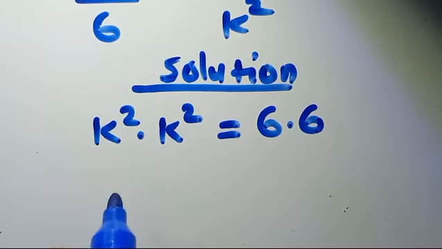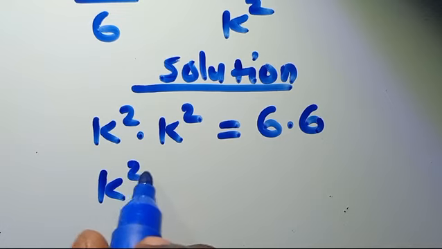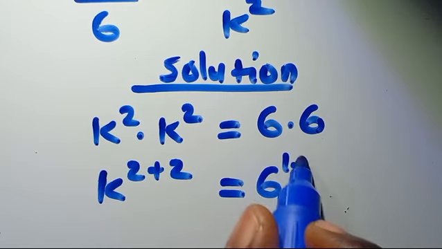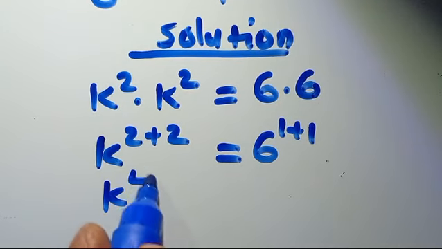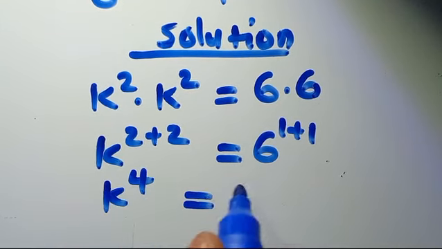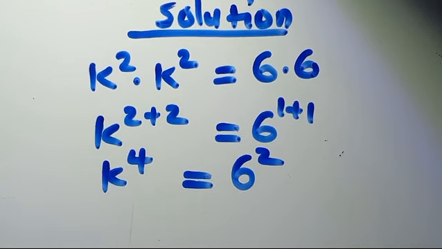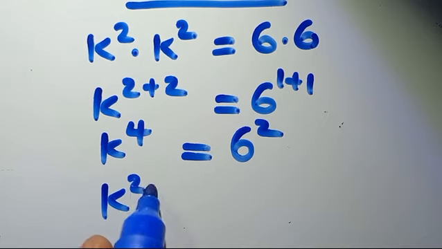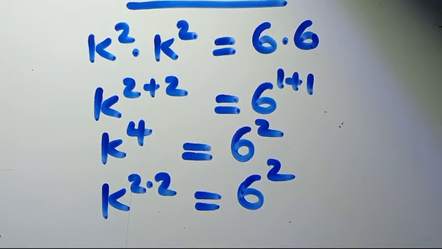We can have this as k, since it is repeated 2 times, as 2 plus 2 equals 6 to the power of 1 plus 1. So we have k to the power of 4 equals 6 to the power of 2. Then we can simplify this 4 as k to the power of 2 times 2 equals 6 to the power of 2.